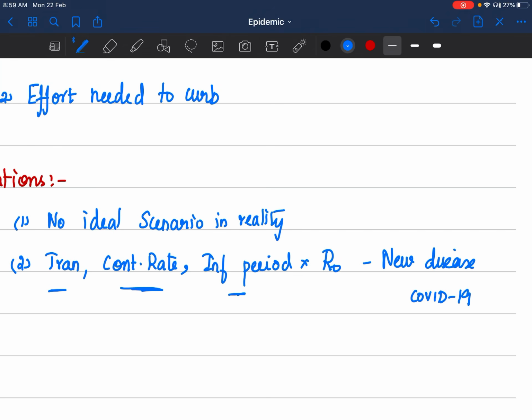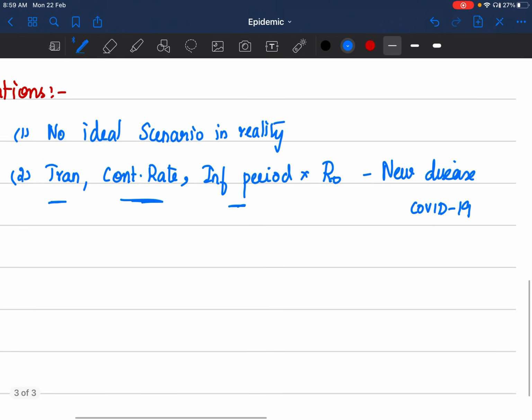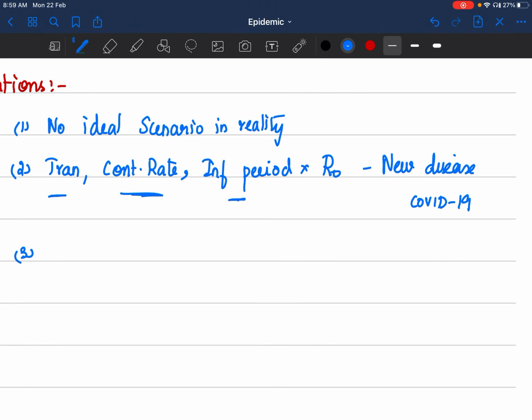Things keep changing with newer strains, newer R-naught keeps developing. Correct. So, all three things need to be understood in order to calculate an R-naught, which may not be possible in case of a newer epidemic. The other thing is, if a person is asymptomatic and still transmitting, then the calculation becomes all the more difficult because you do not know who is actually infected in order to put them into this calculation formula, correct?